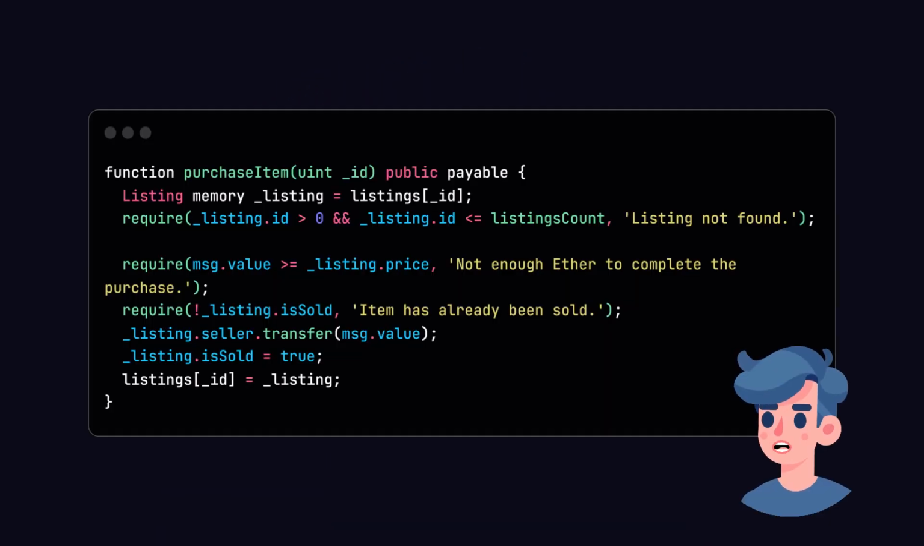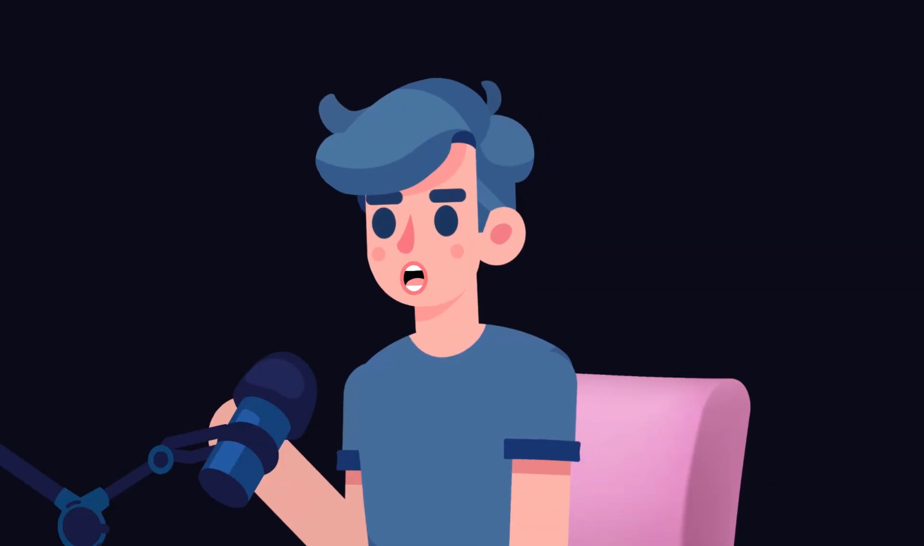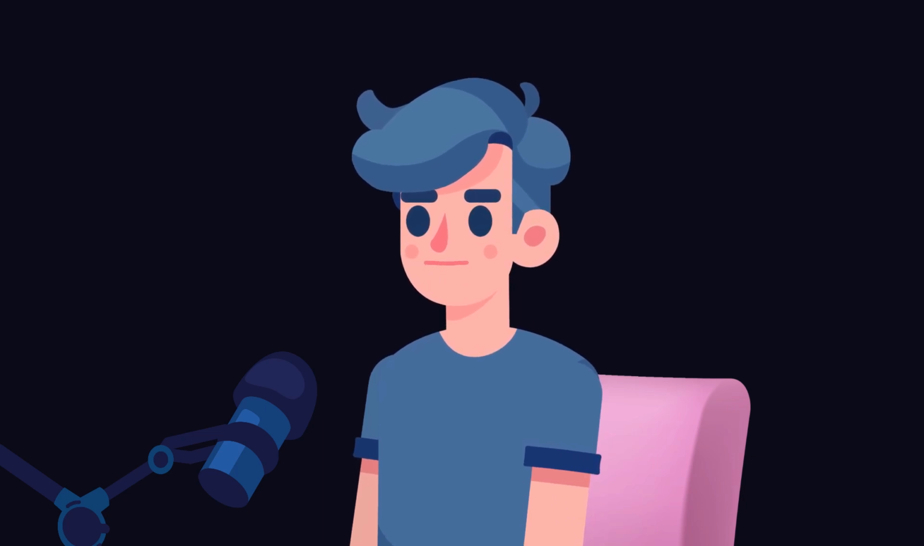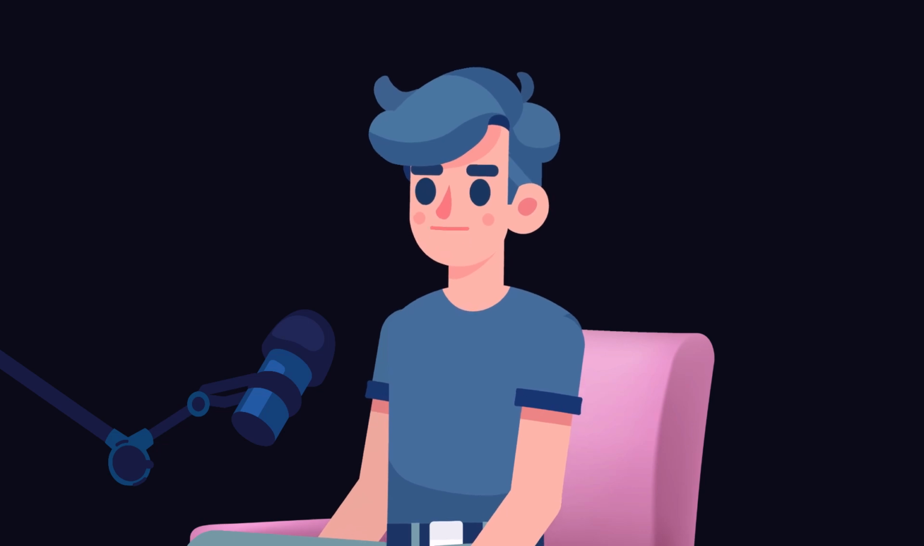Now, let's implement a function to purchase items. Add the following code to your marketplace.sol file. The purchase item function checks if the listing exists and if the required conditions are met before allowing a buyer to make a purchase. The seller will receive the payment, and the listing will be marked as sold.